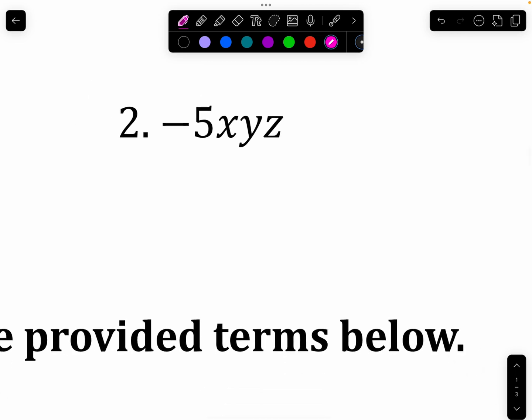When I look at my second example, my second polynomial, although there is a minus sign in the front, I do not have an addition or a subtraction sign separating any of the variables or that coefficient in front on the inside. So I actually just have a single term here. So this will be a monomial.